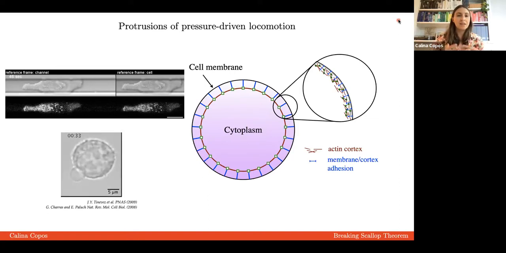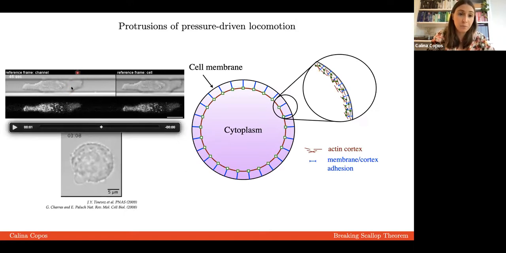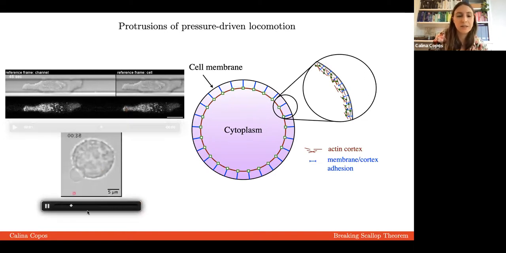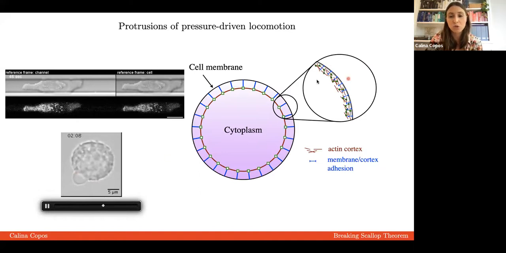But that, together with other experimental observations, motivated people to rethink this idea that there's only one paradigm, only one mode of locomotion, and paid more attention to what's happening in these pressure-driven bubbles. So that led to a few people studying these cells in simpler systems where they just put them on a surface and watch them undergo this pressure-driven expansion or protrusion.